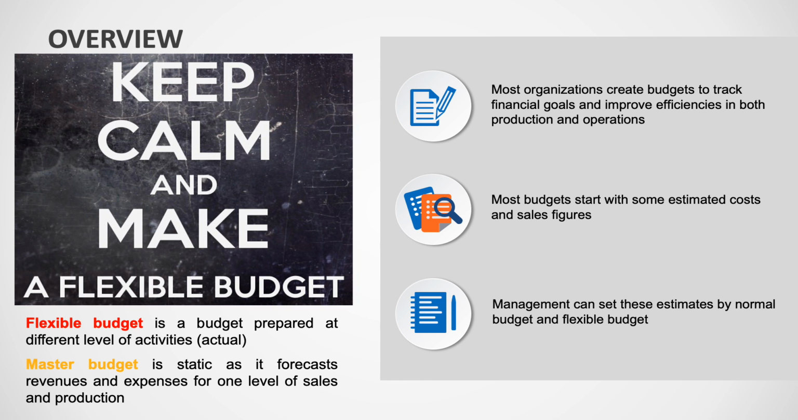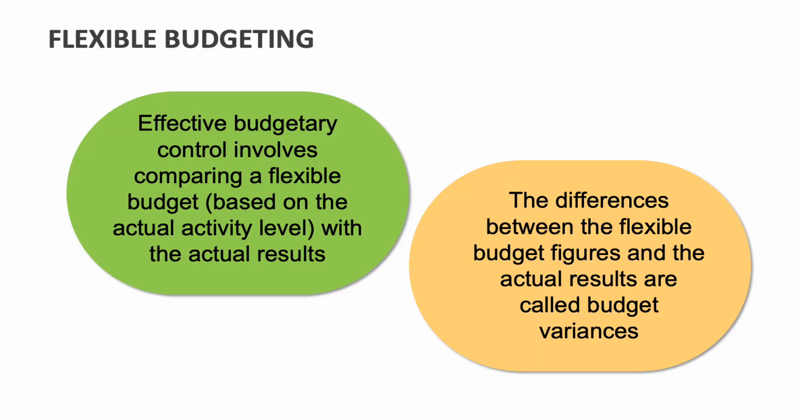When we prepare the flexible budget, we need to also compare how it is going to be different from the master budget. The master budget is basically static, as it forecasts revenues and expenses for one level of sales and production. So this will be the overview that we are going to learn when we prepare the flexible budgeting. Flexible budgeting is more of concern to effective budgetary control, which involves comparing a flexible budget based on the actual activity level with the actual results. The differences between the flexible budget figures and the actual results are called budget variances. So these are the relationships when we talk about flexible budgeting and variances.